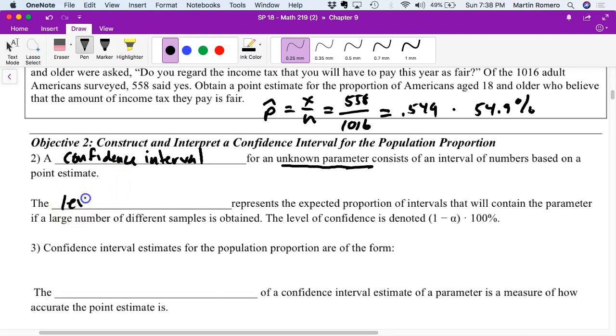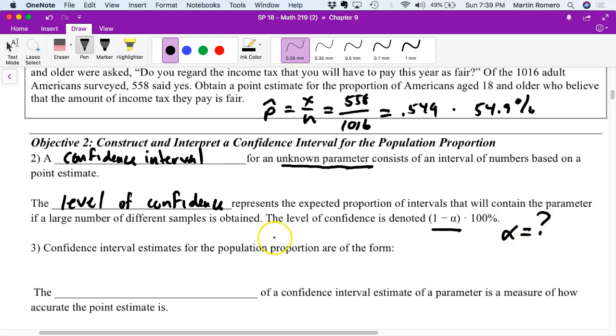And then another term we're going to use is the level of confidence. How confident we are with our estimate represents the expected proportion in our intervals that will contain the parameter if a large number of different samples is obtained. And so this idea of doing multiple samples and getting estimates will then help us figure out what the actual value is for the population, what the parameter is for the population. The level of confidence is denoted by 1 minus alpha times 100%. This alpha becomes an important value, which we'll talk about in a little bit.